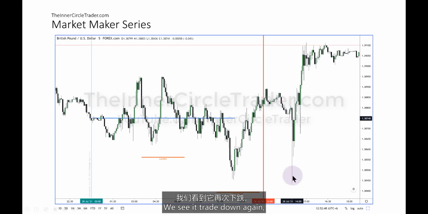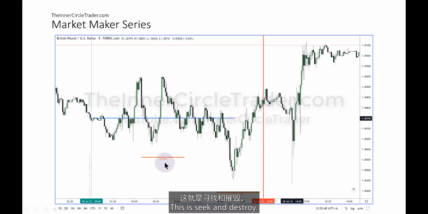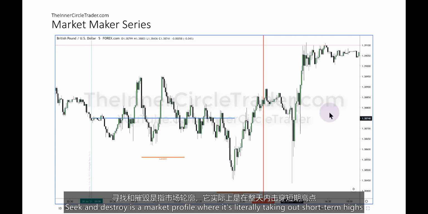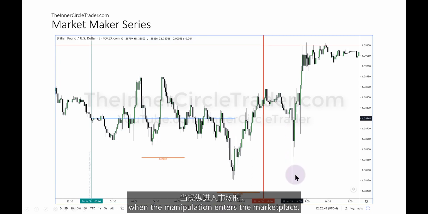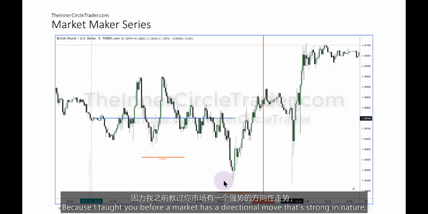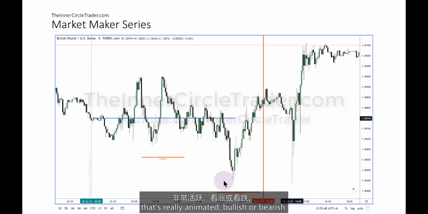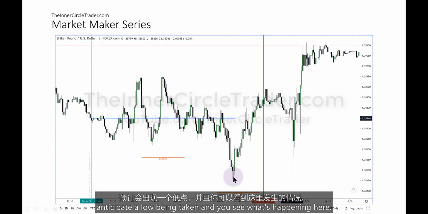So we see it trade down again, taking out the short-term low, and then it rallies. This is seek and destroy. Seek and destroy is a market profile where it's literally taking out short-term highs and lows all day long. Then finally at 2 o'clock in the afternoon, when the manipulation enters the marketplace, it takes out the low of the day. Why? Because I taught you before a market has a directional move that's strong in nature, that's really animated, bullish or bearish. If we're bullish, anticipate a low being taken.